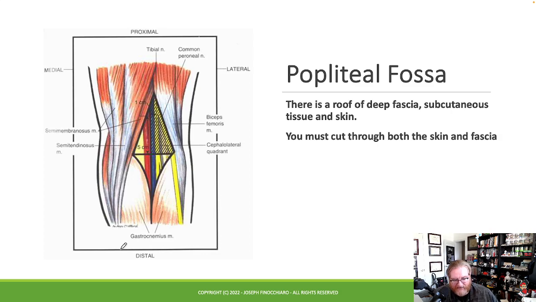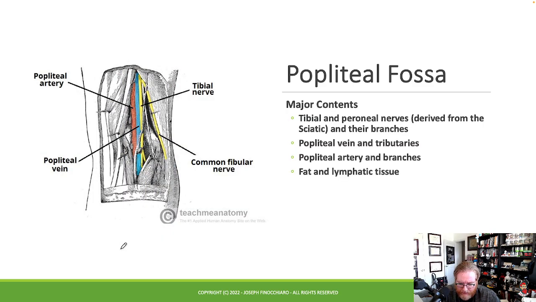There is a roof of deep fascia, subcutaneous tissue, and skin. You have to cut through both the skin and the fascia. So just like in the upper leg, you have to make an initial incision, open it up, cut through the next level of connective tissue, and finally you should be in the general area.